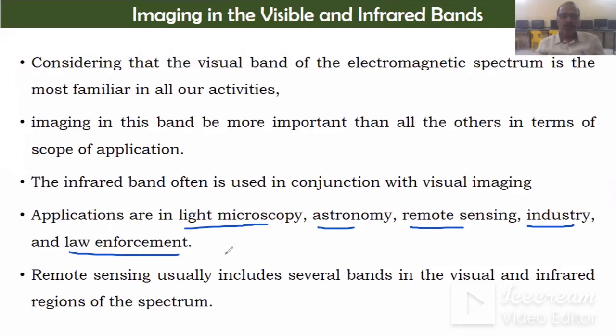Remote sensing usually includes several bands, the different types of bands which are the visual band and infrared rays. Remote sensing is nothing but an image of the earth captured from a satellite. This remote sensing is one of the main applications of the visual and infrared band.